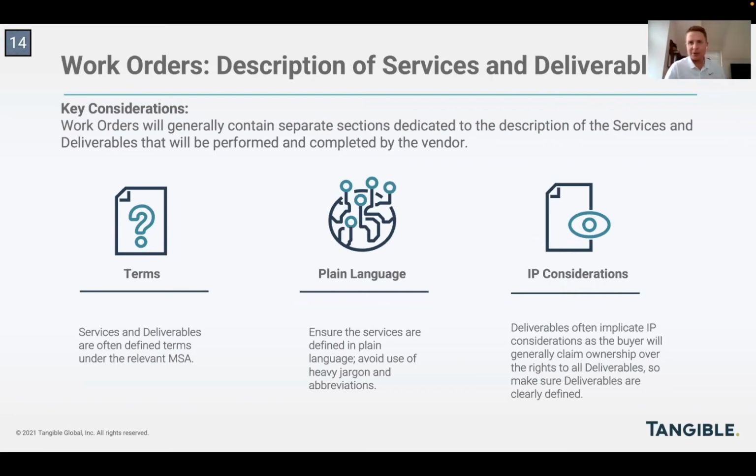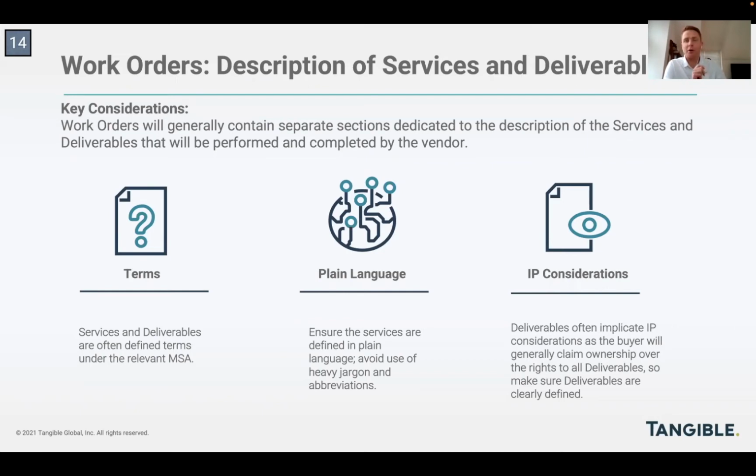I'll start by telling you that a wise and experienced sourcing lawyer once told me that the first rule of contracting is to establish what are we buying and how much we pay for it. The next couple of slides get to both of those points. So first, under what are we buying, an order form should clearly define and describe any services and deliverables that are being performed under the order.